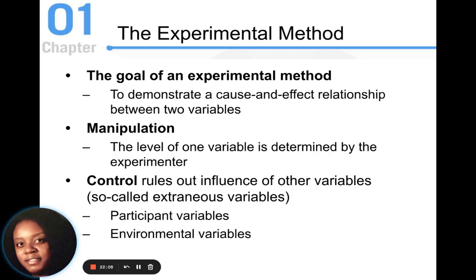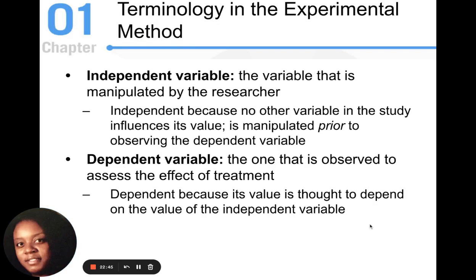So when it comes to the experimental method, the whole goal of the experimental method is to demonstrate a cause and effect relationship between two variables. We usually manipulate things with an experimental method. We'll have one variable that is manipulated by the experimenter. And we always want to have controls that help us rule out influences of other variables, which we call extraneous variables. These extraneous variables are things we can't control in a research study. So these could be participant variables or things that exist in the environment.